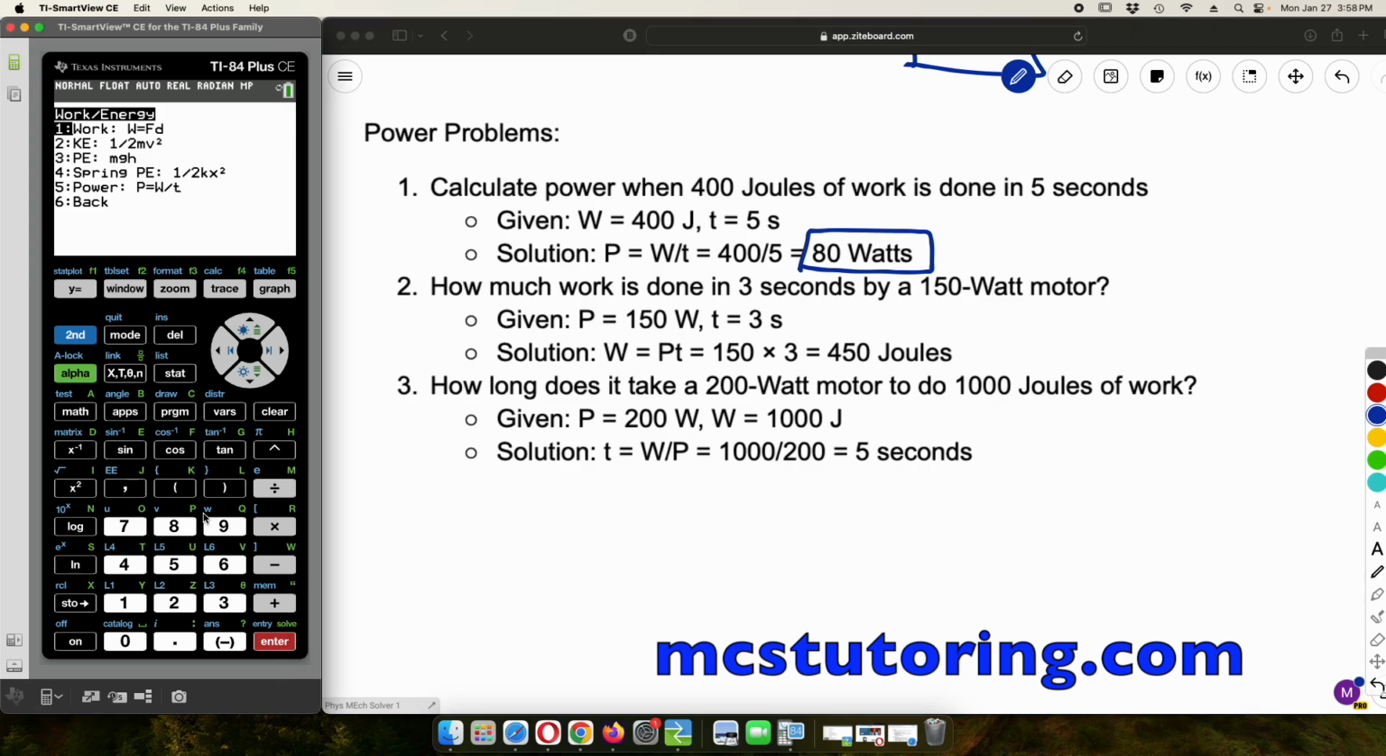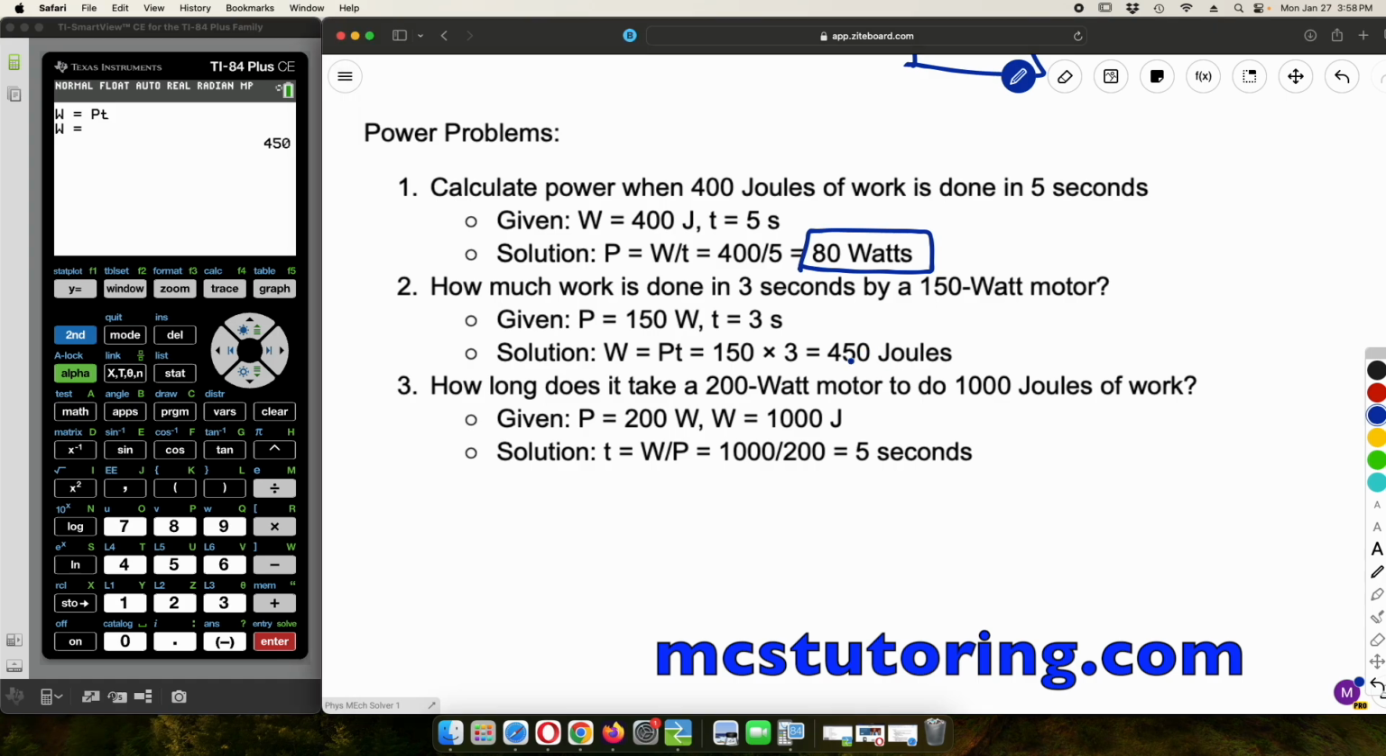Okay, then we'll go back to power once again. How much work is done in 3 seconds by a 150 watt motor? In this case, we're going to solve for work. And what is the power? It's 150 watts, so 150. And then time is 3 seconds. And I think we're assuming seconds here for everything, so if it's minutes, you've got to multiply by 60 to get seconds. So work is 450. In this case, work is in joules.